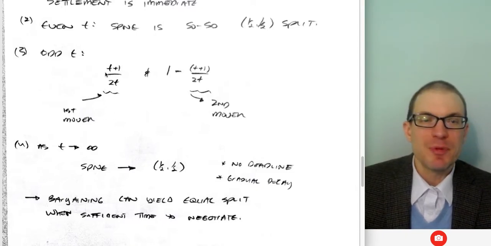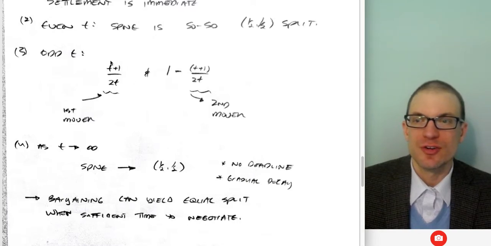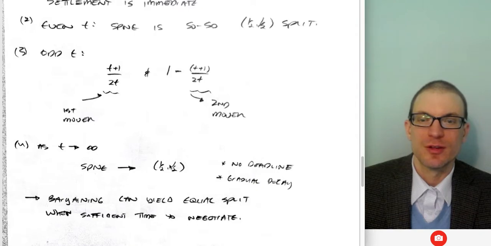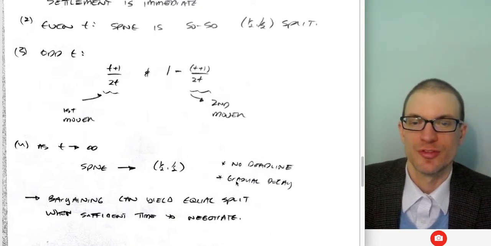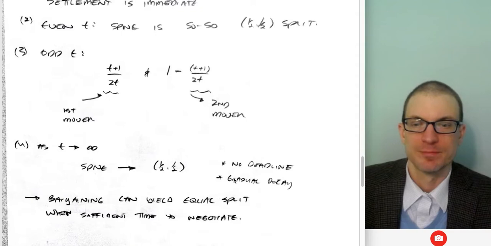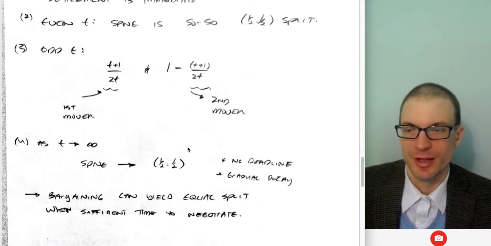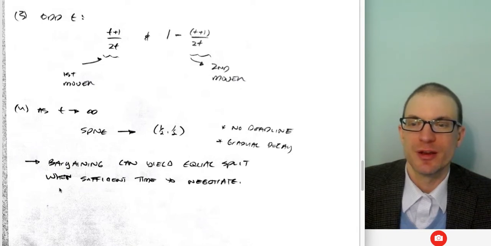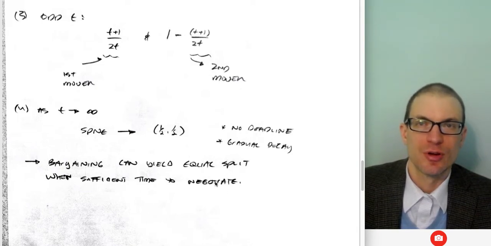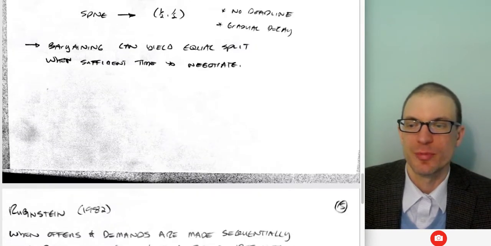Think about what happens as t gets really big, as we get a large number of periods. This is actually going to tend towards the 50-50 split. So where would we get a large number of periods? Suppose there's no deadline, so you can go back and forth and negotiate for a long time, and there's maybe a gradual decay, so the pie's not shrinking. Ultimately, bargaining can yield the equal split with sufficient time to negotiate. That's sort of an important principle.